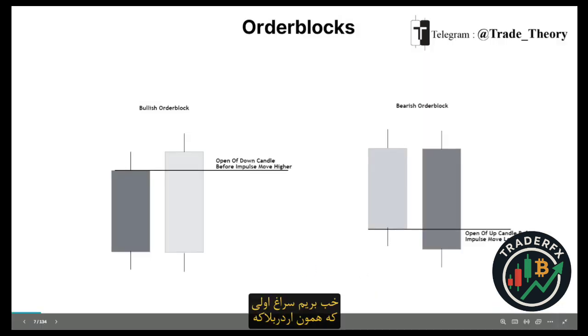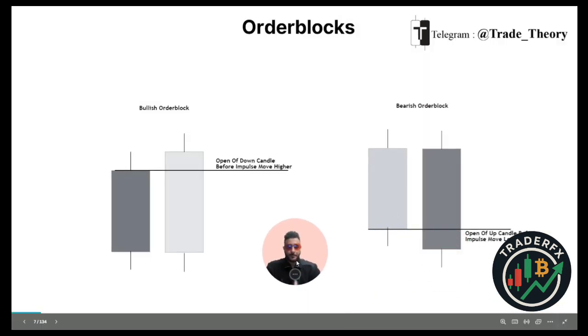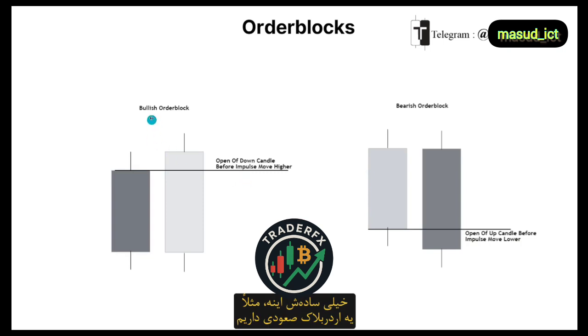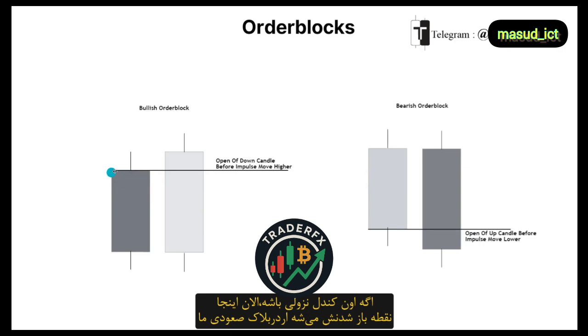So let's go ahead and talk about the first one, which is order blocks. Very, very simply put, we have a bullish order block in here where we have the down closed candle before an impulse push up. And then typically the order block will consist of the opening price. So if this candle is bearish, we have the opening price in here.